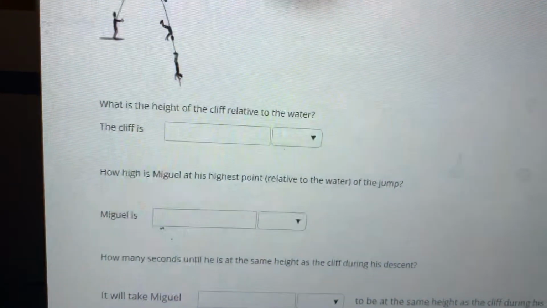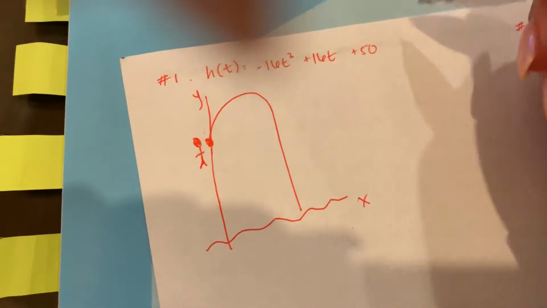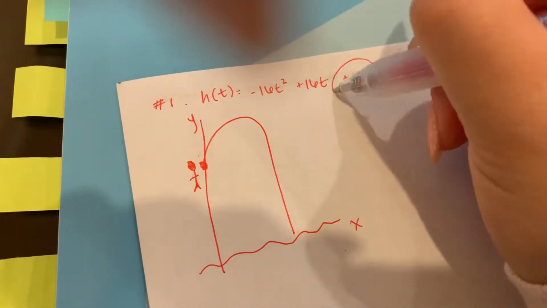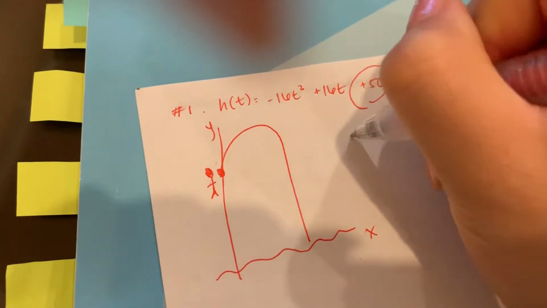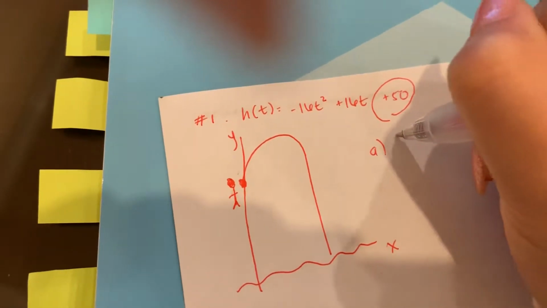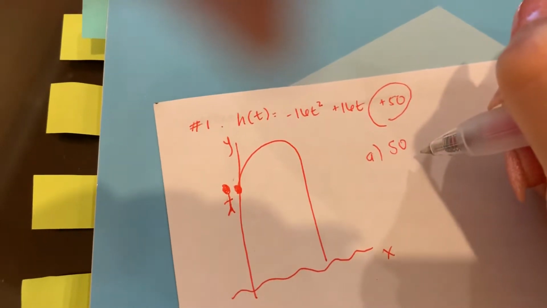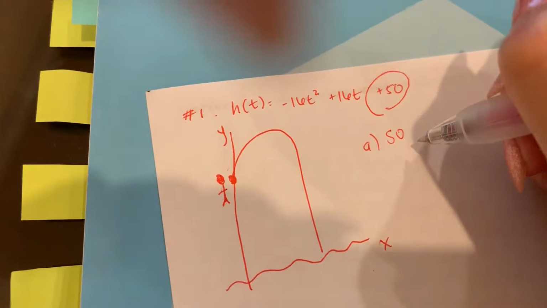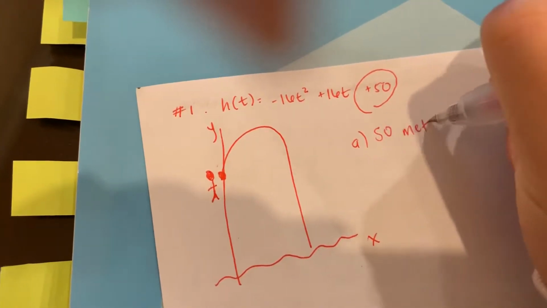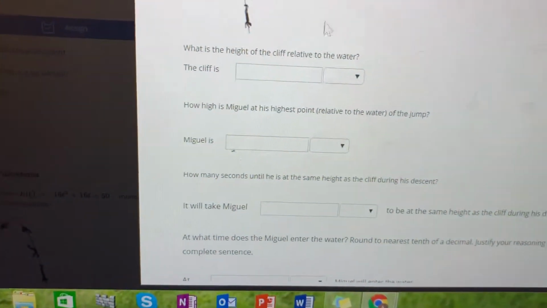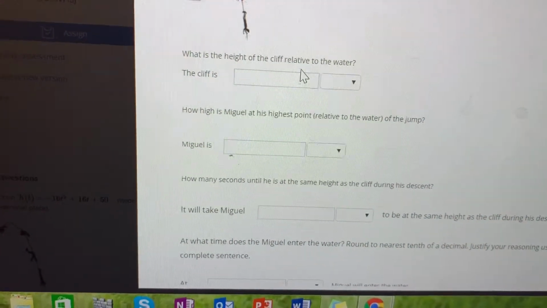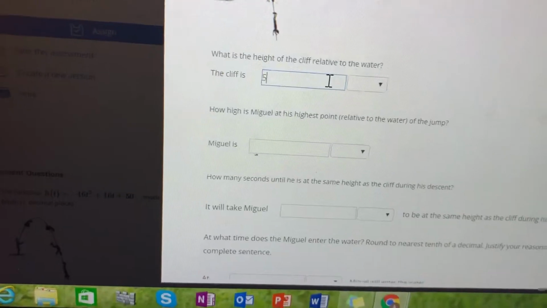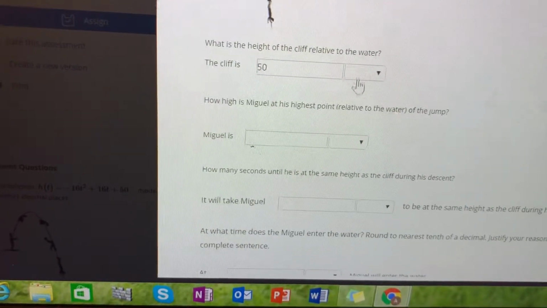So for part A, when it's asking what is the height of the cliff relative to the water, I'm looking for the y-intercept. So that should be 50. So I'm going to write here, part A, it should be 50. And then it says that we are talking about meters. So let's put down 50 right here. And this will be meters.